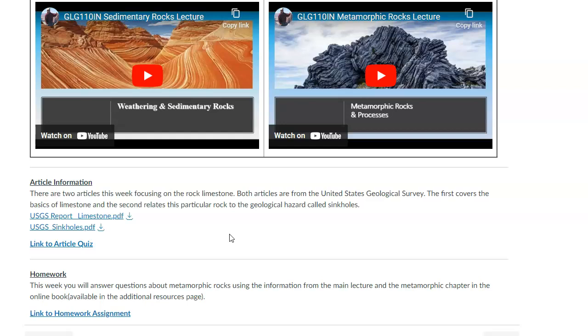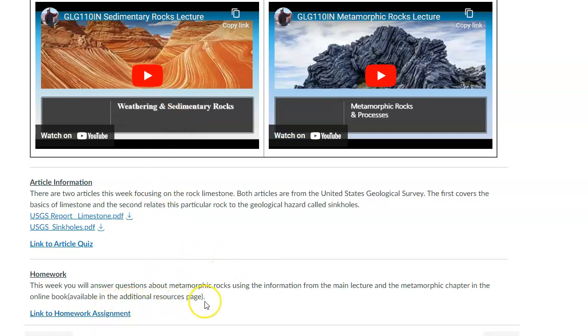We'll touch on that a little bit in the sedimentary rock lecture, but this article is going to explain the issues that we may have with this particular rock and the fact that it is soluble. Over time, we can dissolve things away and cause the surface to collapse. We can investigate that further in the course, but this is just an introduction to why you're looking at sedimentary rocks.